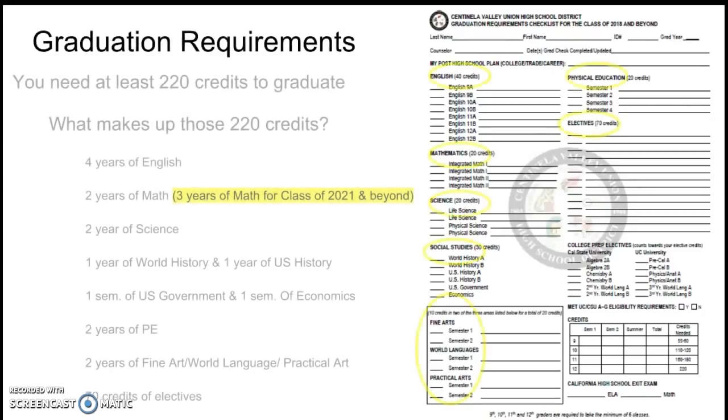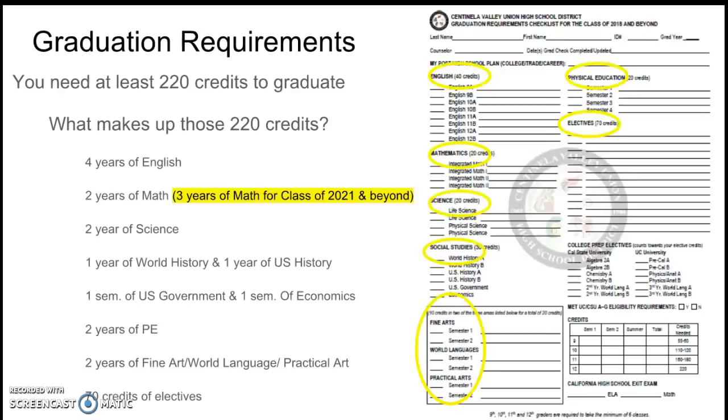So what's a grad check? The grad check is a form that lists all of the courses you are required to take for graduation. You need at least 220 credits to graduate. What makes up all those credits?